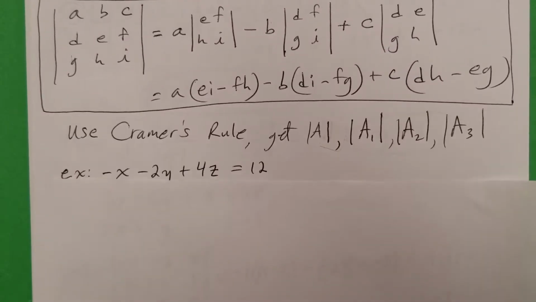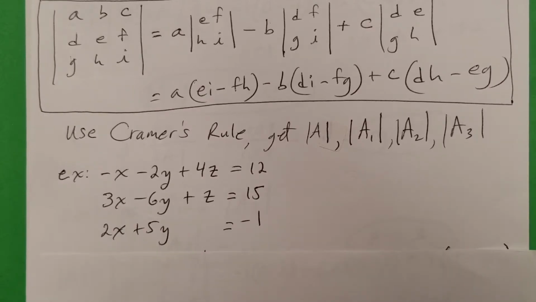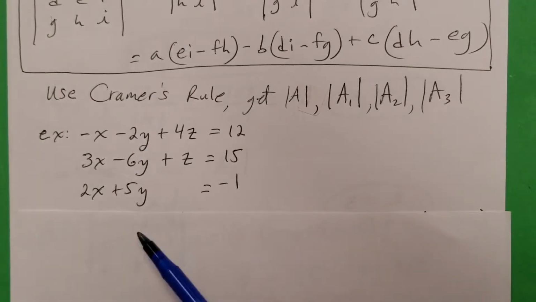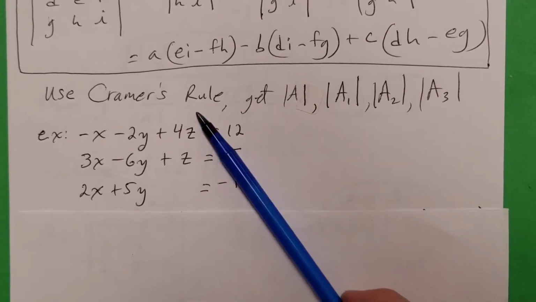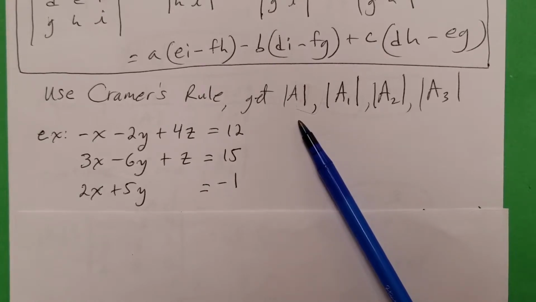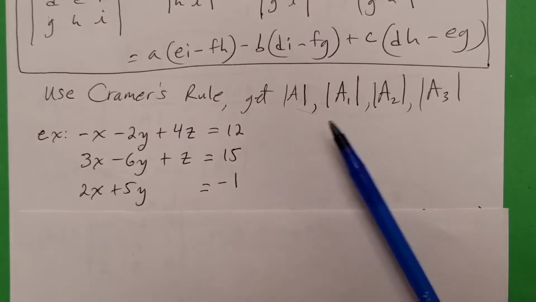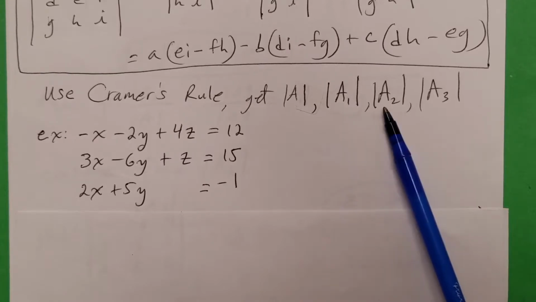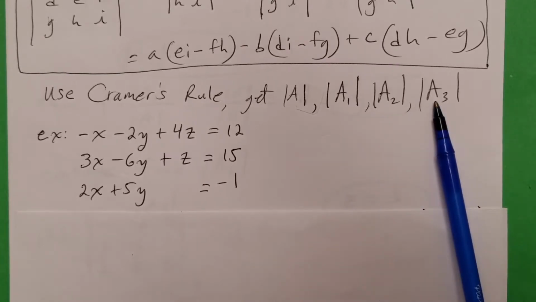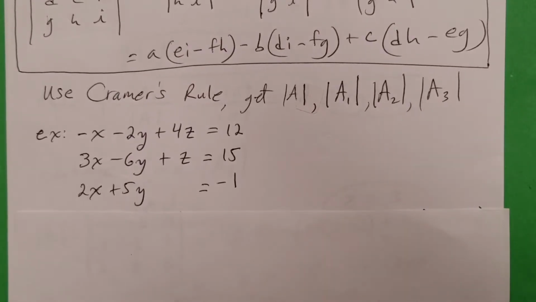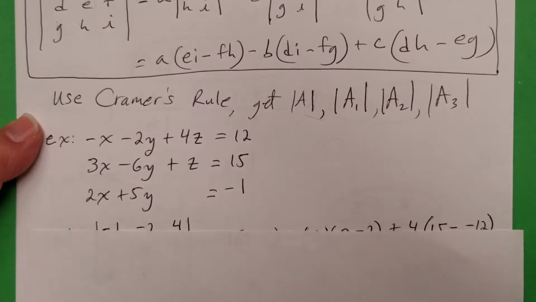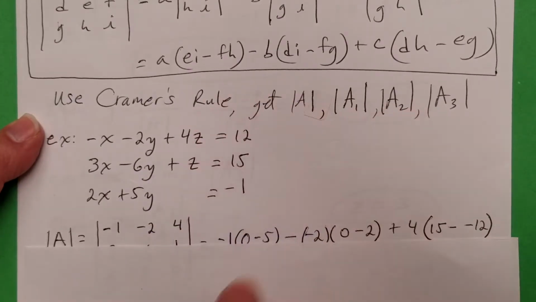Okay, let's look at an example. So we're going to use Cramer's rule. Here is my system. Notice it has x, y, and z, so it's going to involve a 3 by 3. So what are we going to need for Cramer's rule? We're going to need the determinant of A, which is a 3 by 3, determinant of A1, determinant of A2, determinant of A3. Right? So how do you get A1, A2, A3 to begin with? That's when you replace the first column, replace the second column, replace the third column. Okay? Like in part 1. So, let's get all these determinants.